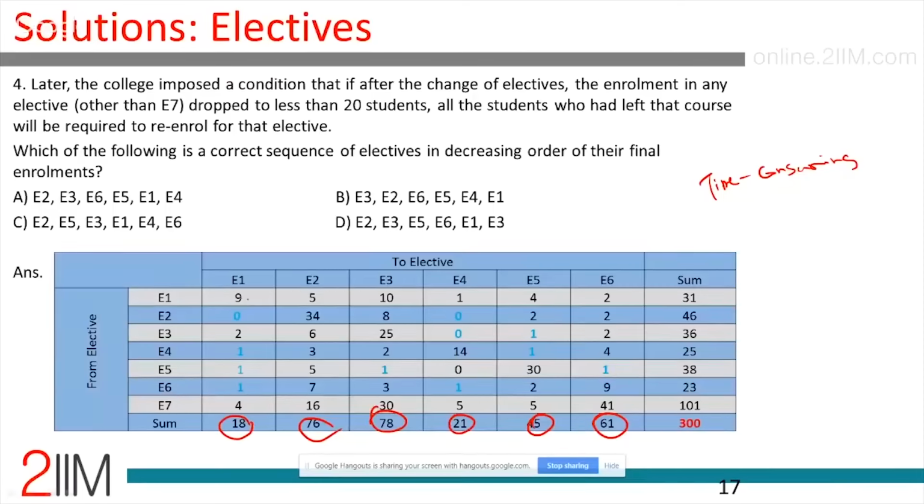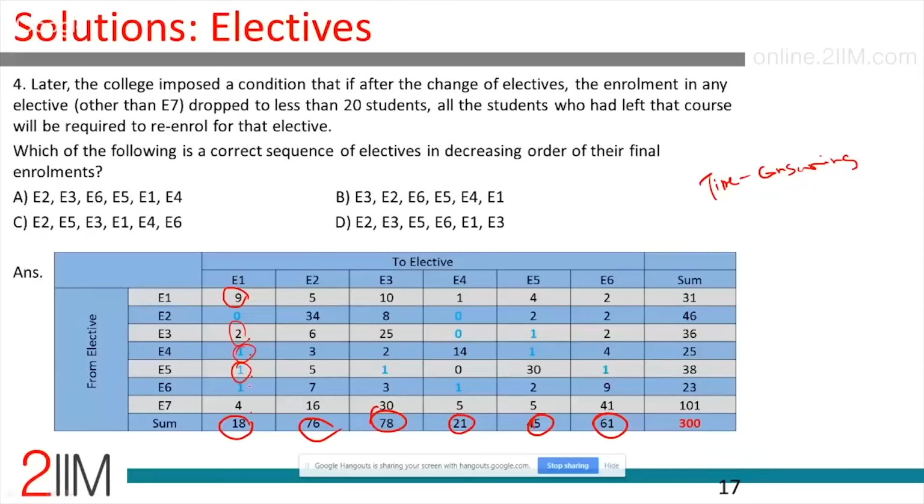And so 9 stayed back in E1. Right? From E1, 0 went to E2. 2 went to E3. So these two will have to return to E1. And so yes, all the students who had left that course will be required to re-enroll for that elective. From E1, these students have left.